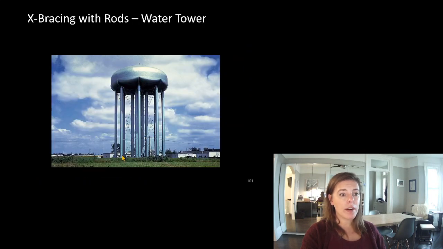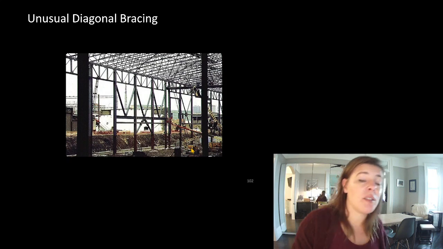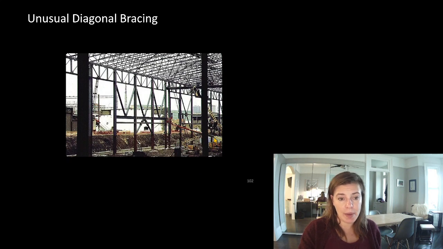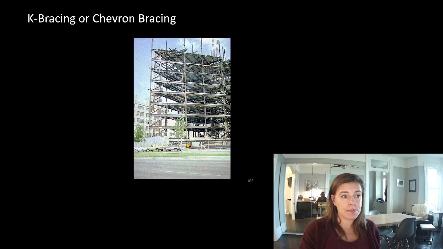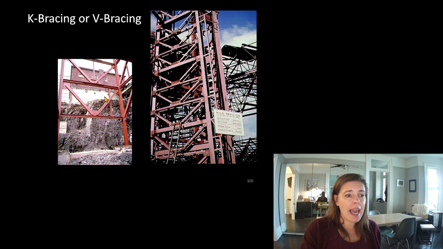Here's a massive water tower with X-bracing in between the columns. You can get fancy in your diagonal bracing. I know Dave and his team are doing the academic wood tower that's perched over Goldring Center right now, and there are unique bracing patterns in that building. You can do K or chevron bracing. I know you would think it would look like a K. Those do exist as well. Double chevron, K or V bracing.